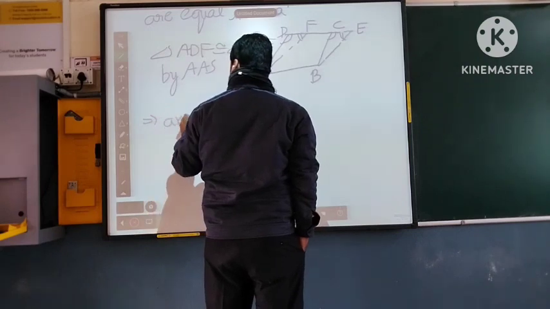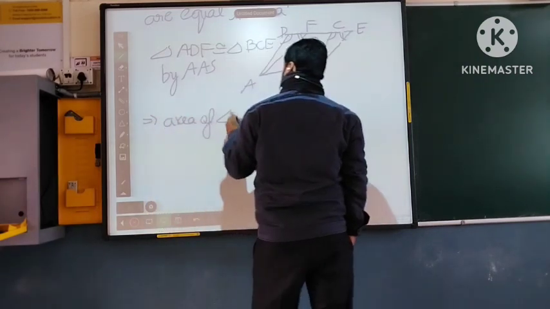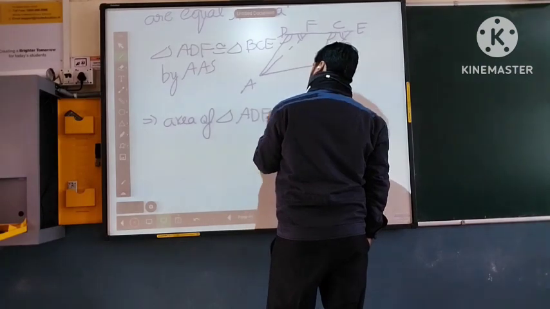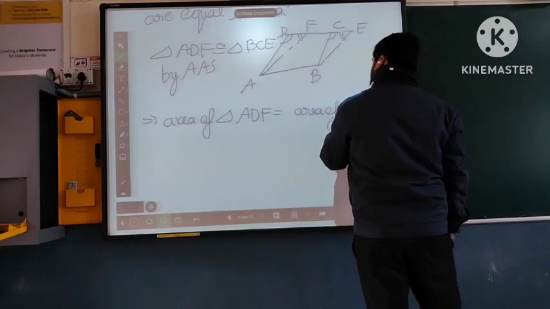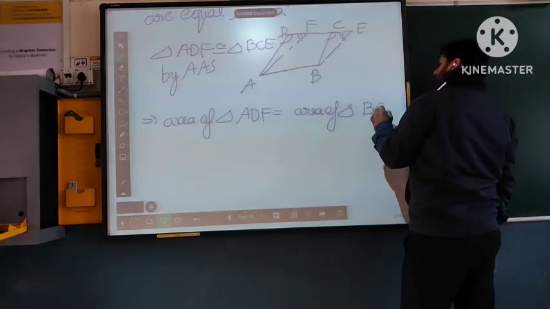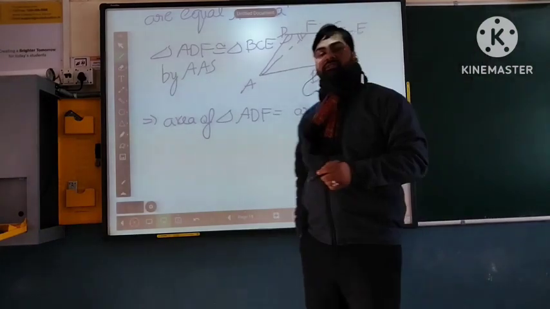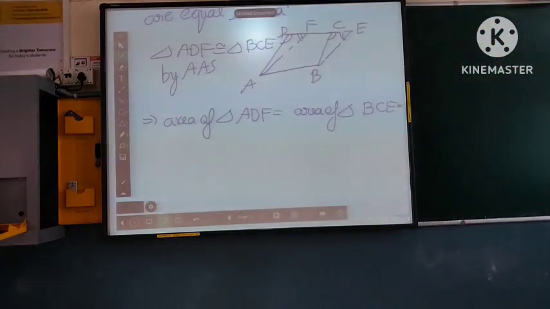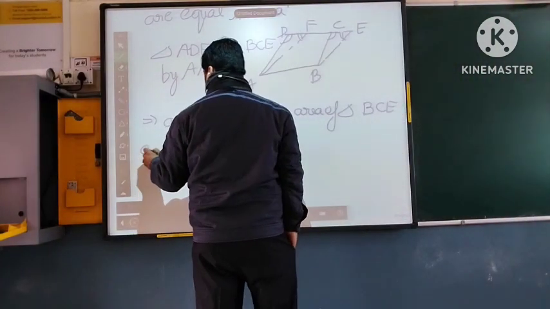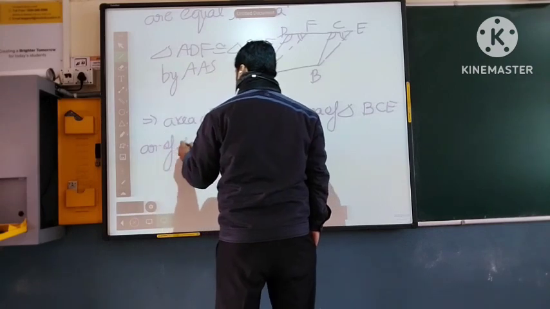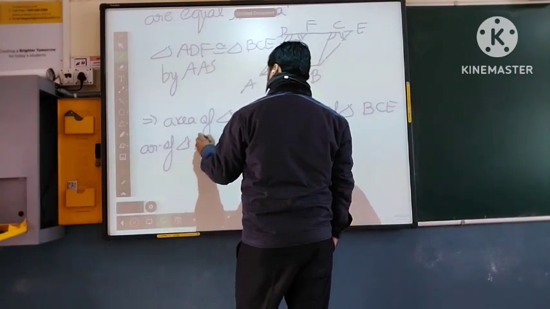Now, area of triangle ADF, now see, area of triangle ADF equal to area of triangle BCE. This we can say already, obviously by the congruence part. The triangles are congruent, so the areas of the triangles will be equal. Then next what? We can add the area of the quadrilateral to both of them. So if you add the area of the same quadrilateral to both of them, the result remains unchanged.